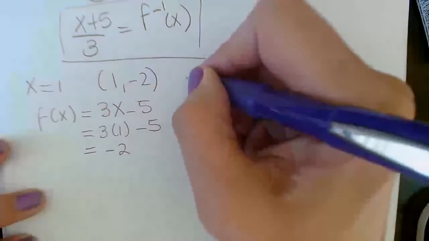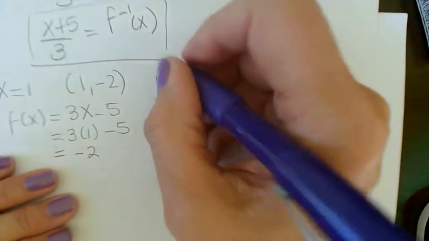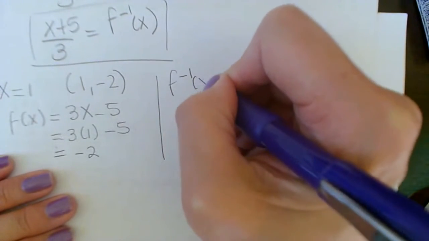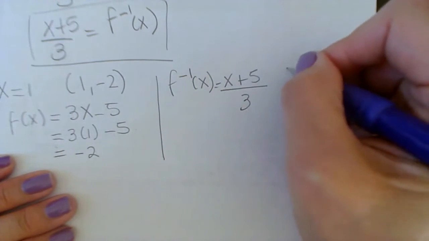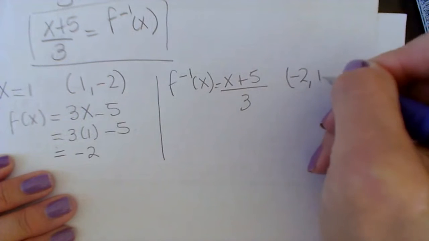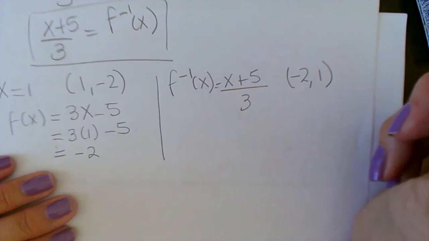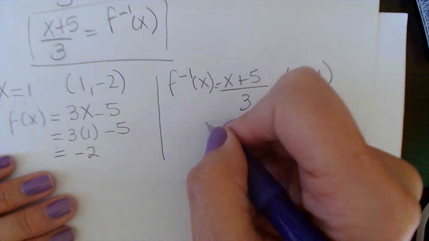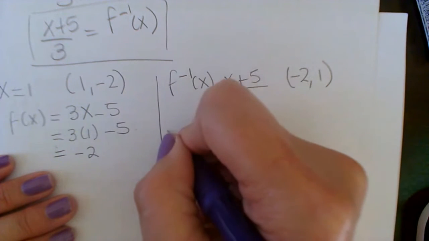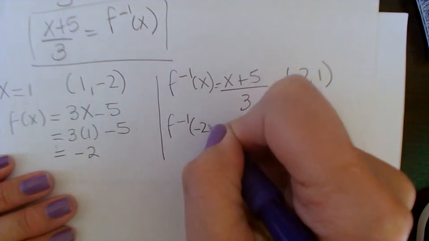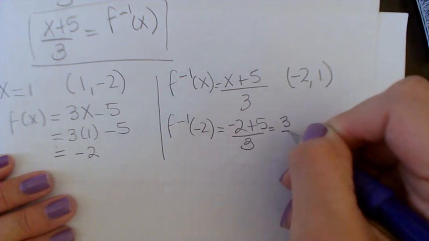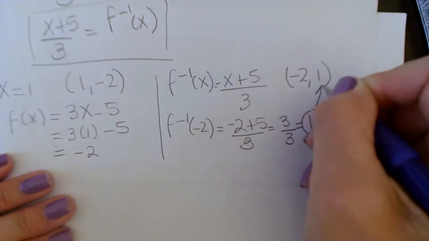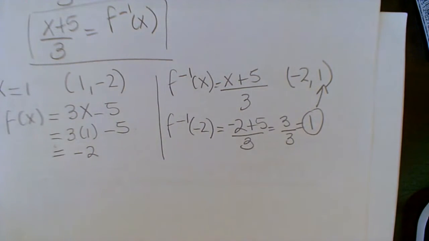Now we're going to try this inverse and see if it works. X plus 5 over 3. And what are we trying? The inverse point, negative 2 comma 1. All right, let's do that. Negative 2, so this is negative 2 plus 5 over 3. This is 3 over 3, which is 1. And we got the 1. So it's exactly the same, guys.